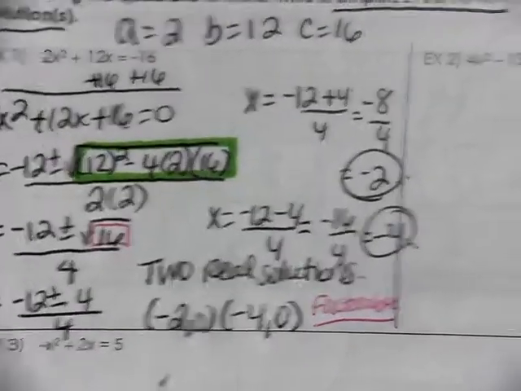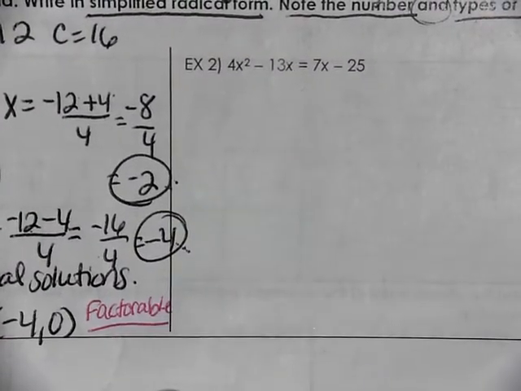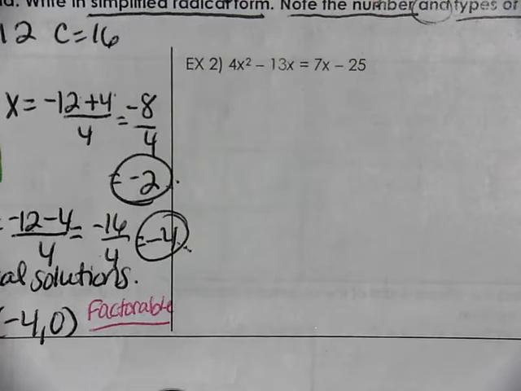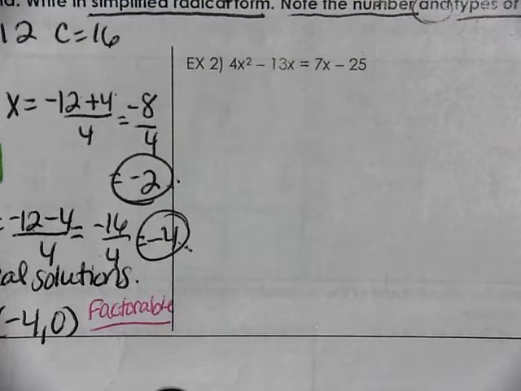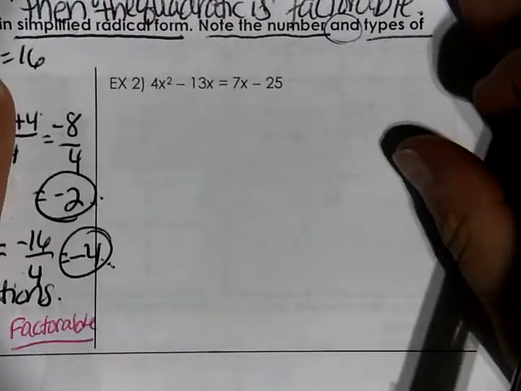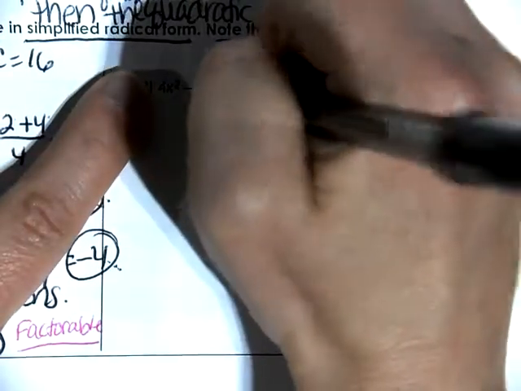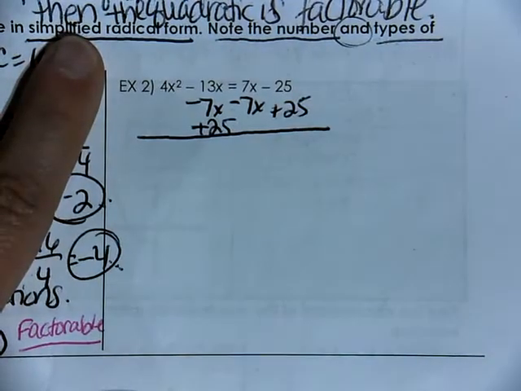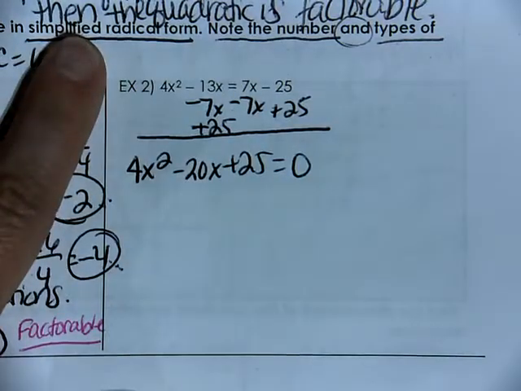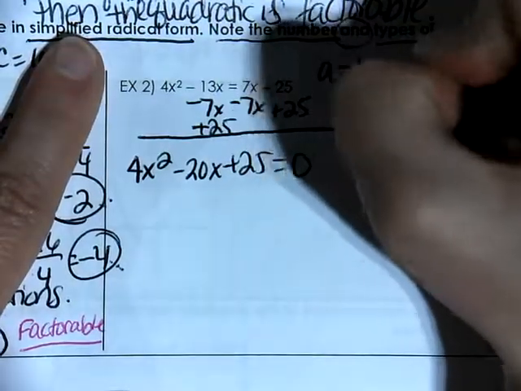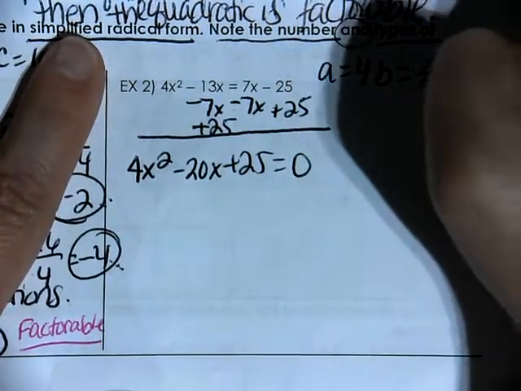Let's go ahead and look at number 2. For example number 2, we have 4x squared minus 13x equals 7x minus 25. In this problem, we want it to equal 0, and we also want to make sure that our leading coefficient remains positive. So I'm going to subtract 7x on both sides, and I'm also going to add 25 to both sides so that I end up with this equation equaling 0. So I have 4x squared minus 20x plus 25 is equal to 0.